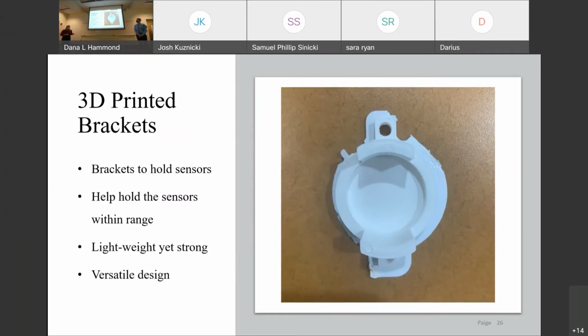And then we designed the brackets in Inventor, which is a CAD software. And then we met with Mr. Alan Carl, who runs the 3D printers in the college machine shop, and got them 3D printed for us.